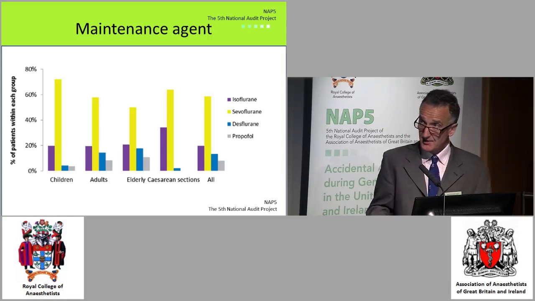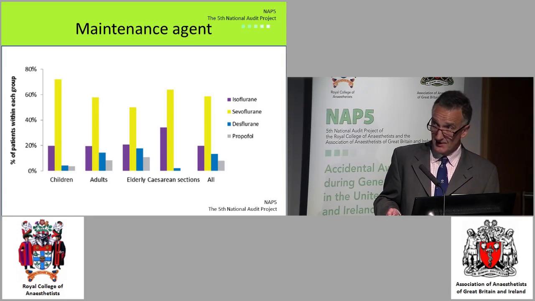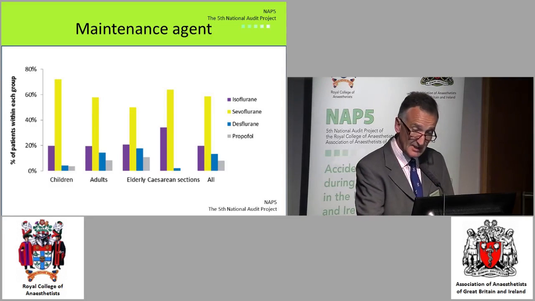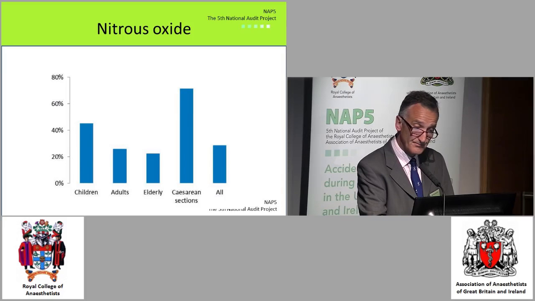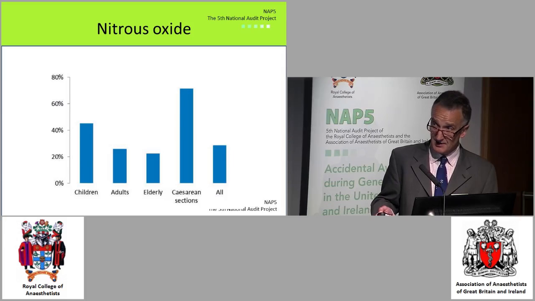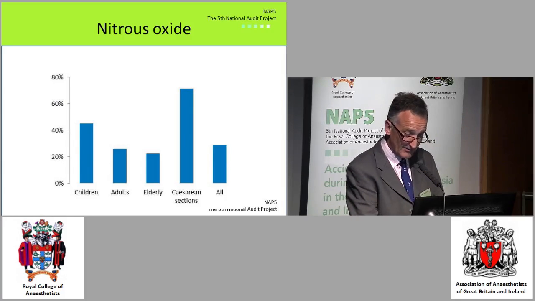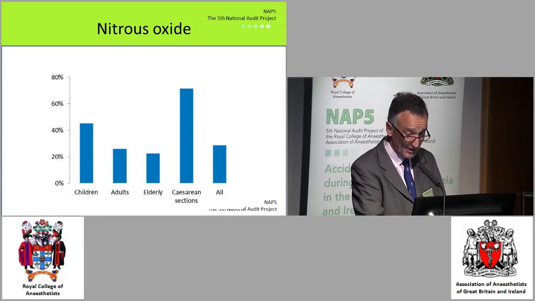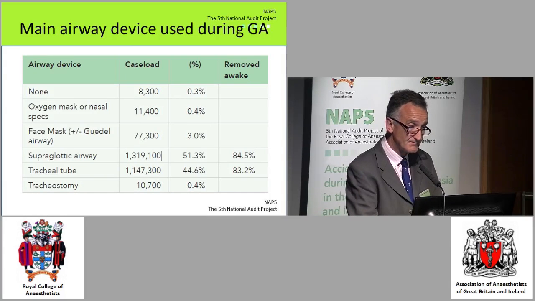The maintenance agent, sevoflurane, is by far the biggest drug. Propofol is hardly used at all in caesarean sections. Desflurane takes a small role as well. Nitrous oxide, if you think that's important, well, it is if you're having a caesarean section, but overall less so. Perhaps in children it may have been used for induction only. We don't know that, but that's a possibility.